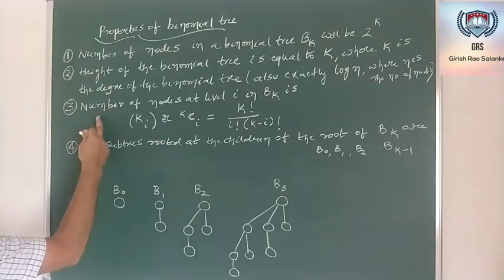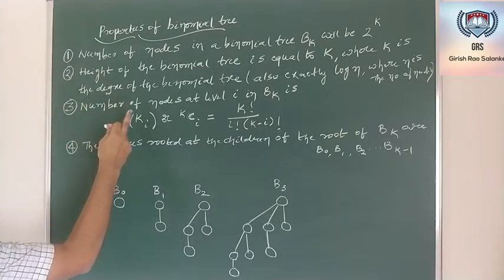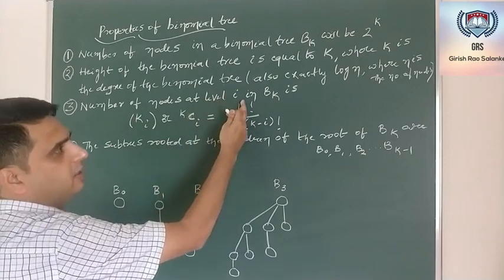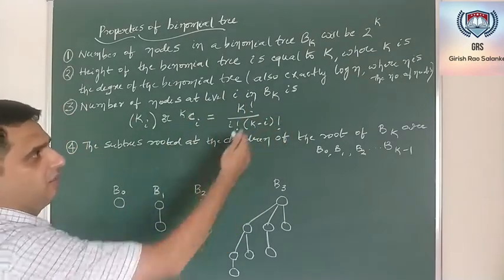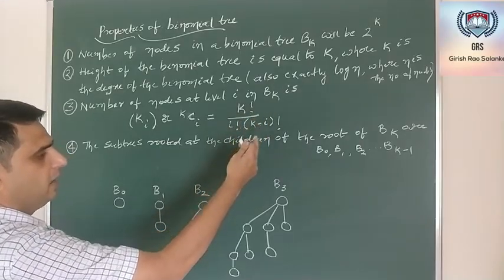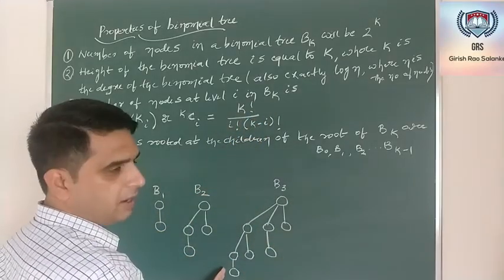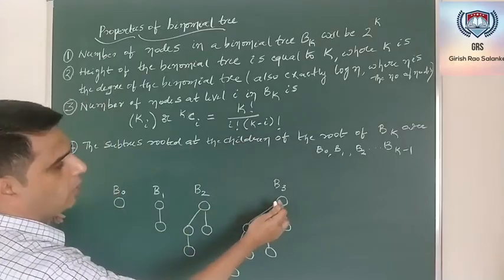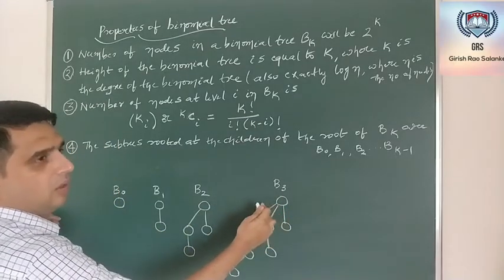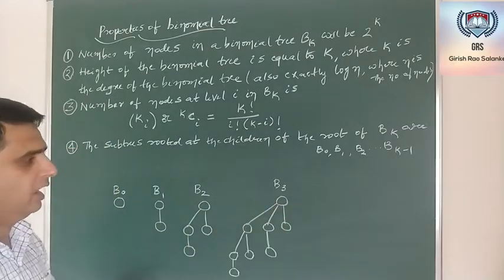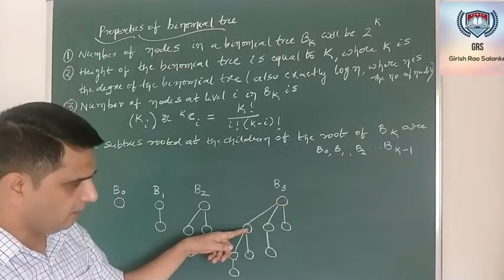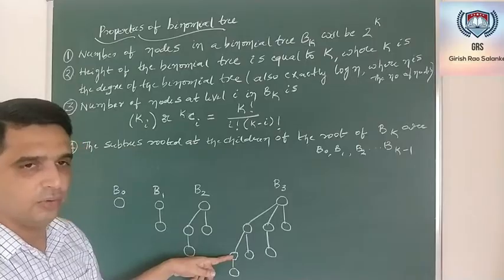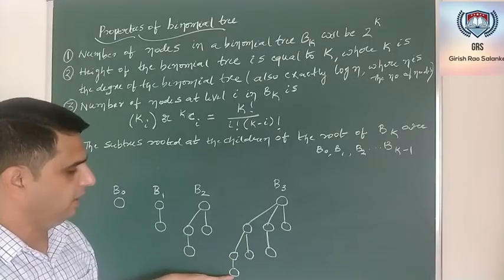Third property: the number of nodes in a binomial tree at level i is always given by this particular equation. Say for example, I want to calculate the number of nodes in the binomial tree B3 at each level. How many nodes are there at level 0? At level 0, there is only one node. At level 1, there are 3 nodes. At level 2, there are 3 nodes. At level 3, there is 1 node.